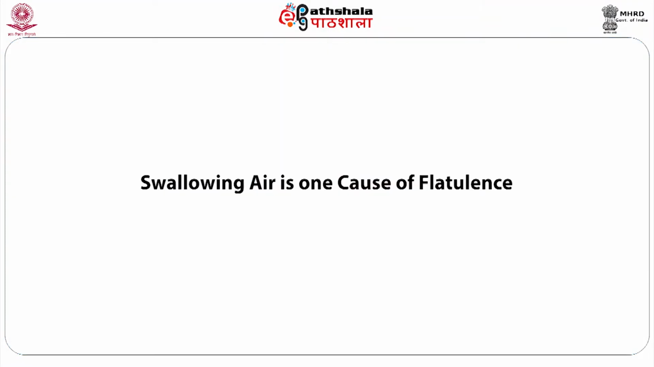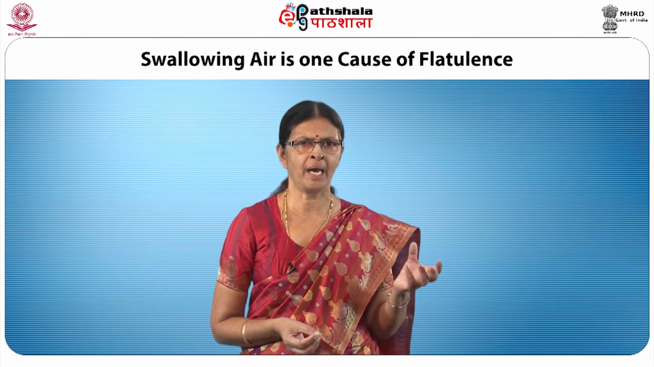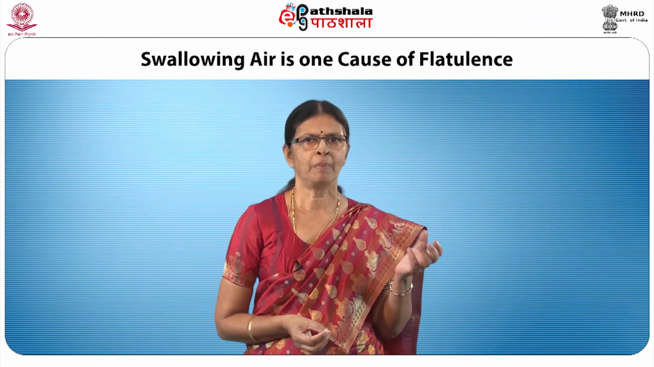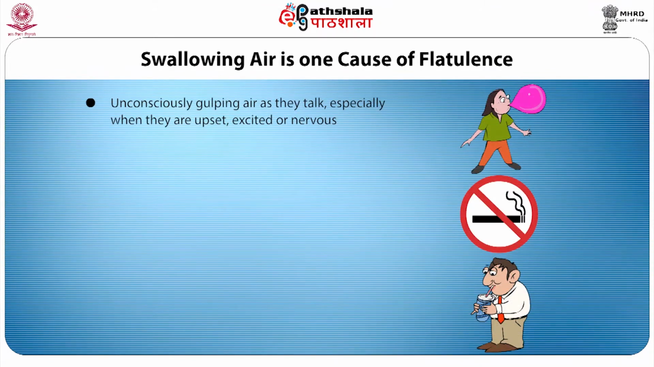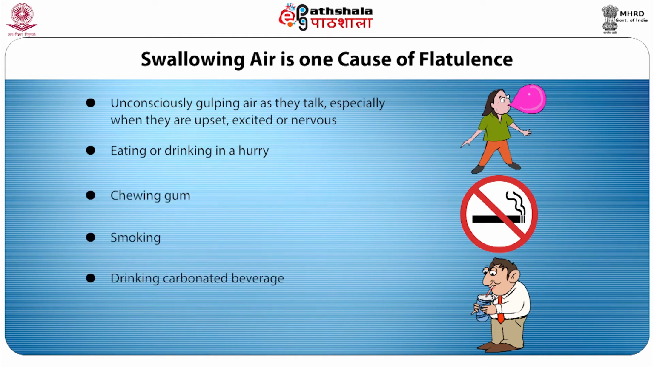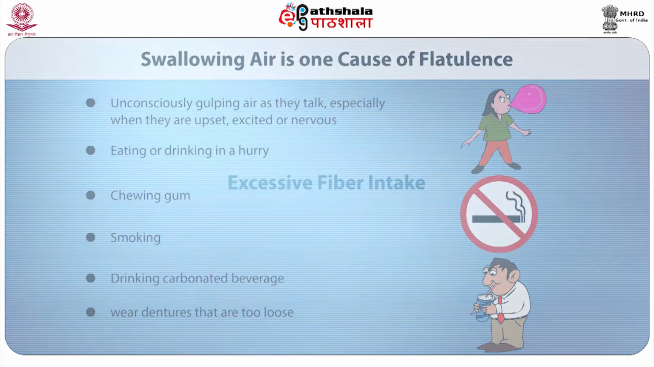Although much of this swallowed air is belched upward through the mouth, a small amount passes into the intestine and out through the rectum. People swallow air in many different ways, particularly by unconsciously gulping air as they talk, especially when they are upset, excited or nervous. Eating or drinking in a hurry, chewing gum, smoking and drinking carbonated beverages, or when the person wears dentures that are too loose.